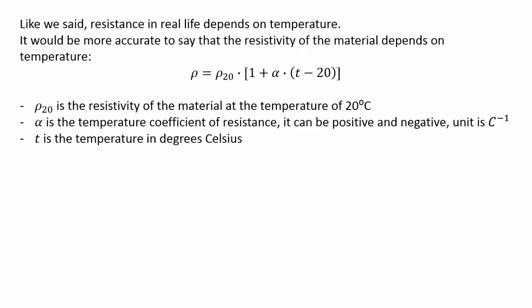Like we said, resistance in real life depends on temperature. It would be more accurate to say that the resistivity of the material depends on the temperature. You can see the formula on your screen. ρ20 is the resistivity of the material at the temperature of 20 degrees Celsius. Alpha is the temperature coefficient of resistance. It can be positive and negative. Unit is Celsius to the -1. T is the temperature in degrees Celsius.